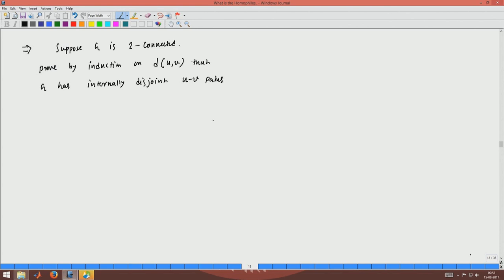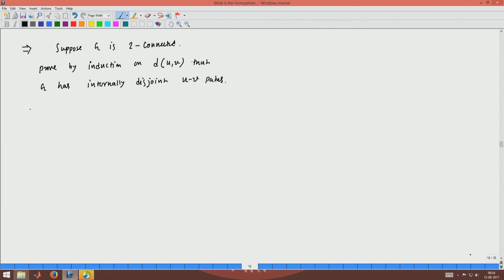The idea here is that we start with a pair of vertices which are at distance 1, and then we will prove that there exist internally disjoint paths between u and v when u and v are at distance 1. Then we will assume that this is true for any pair of vertices which are at distance k minus 1, and finally, we will prove that this is also true for any pair of vertices which are at distance k. So, the first step is the basic step.